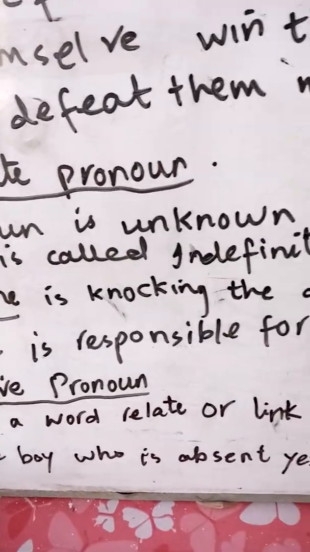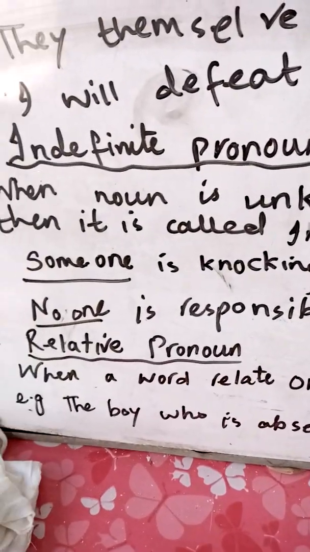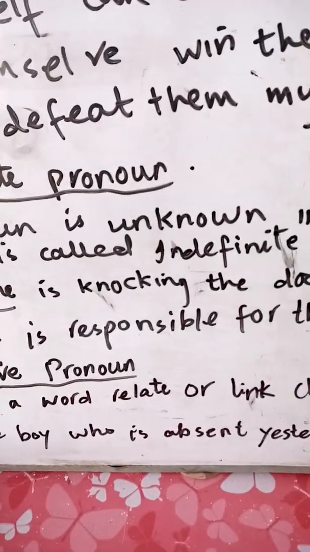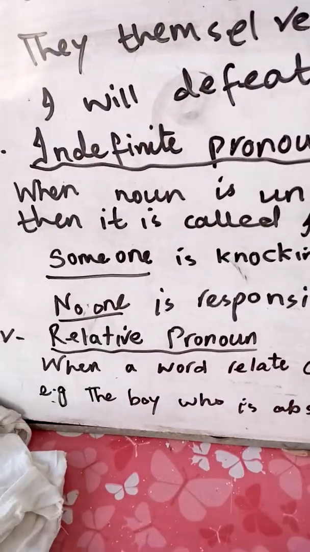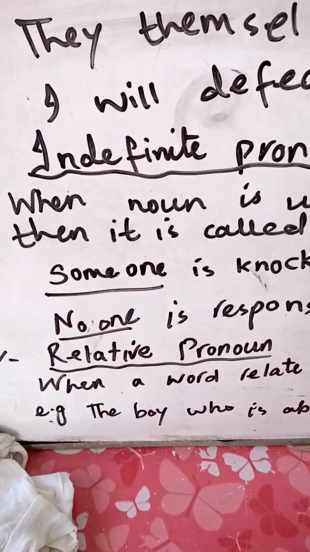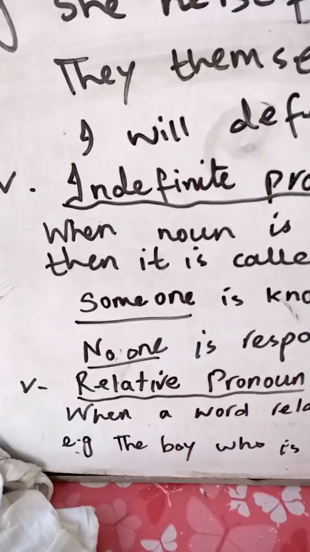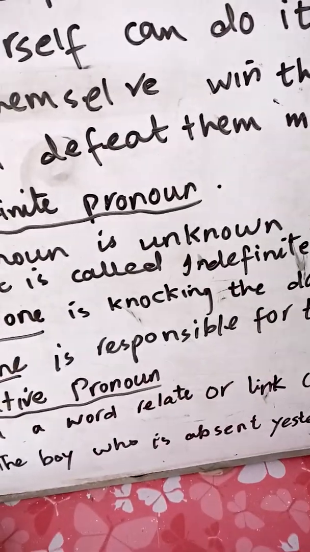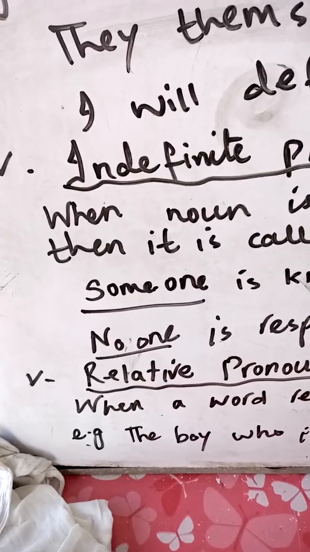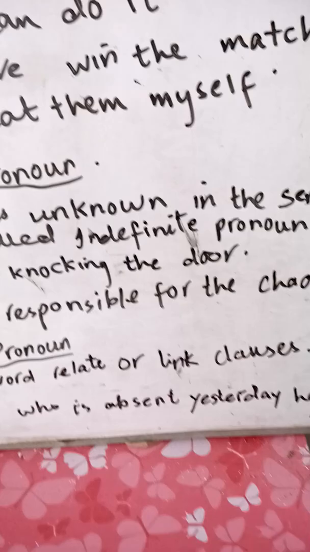When the noun is unknown in the sentence, then it is called an indefinite pronoun. For example, you are standing here, the door is being knocked, and you don't know the noun, the person. What word will you use for that person? Someone. Someone is knocking at the door. The word someone is indefinite here. No one is responsible for the chaos.